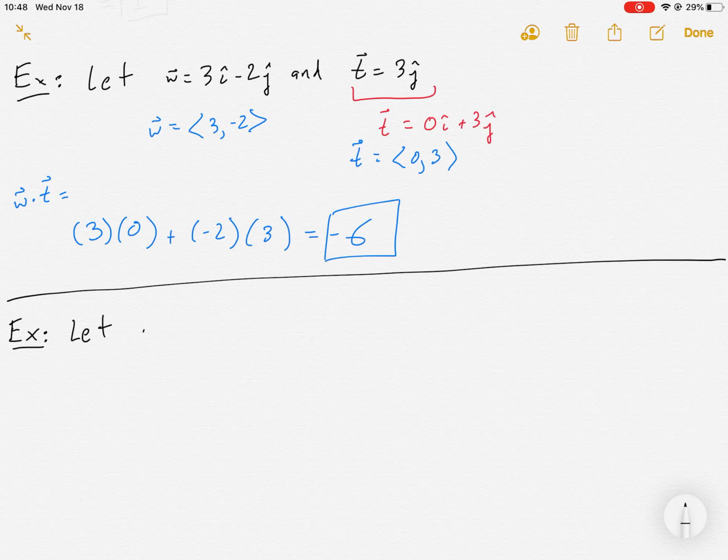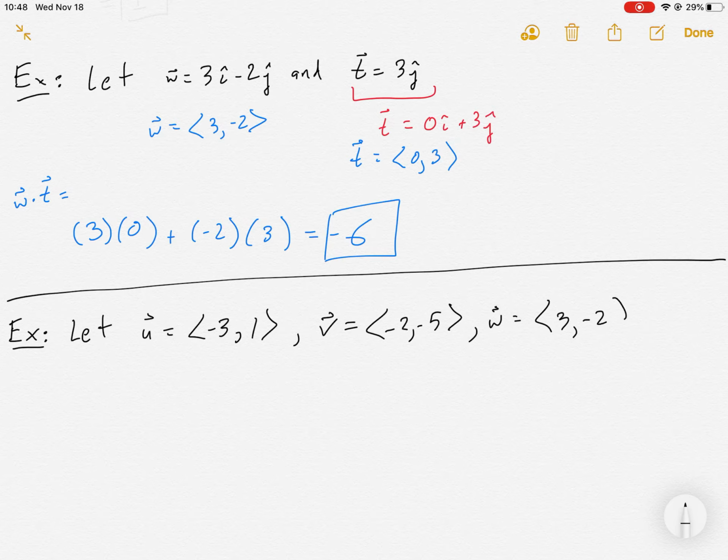So we're going to let u be the vector we just saw above, negative 3, 1. We're going to have v be the vector negative 2, negative 5. And we'll also use w from above. I'll put it in component form just to match. So here are my 3 vectors, and I'm going to have you all calculate v dot w times u.